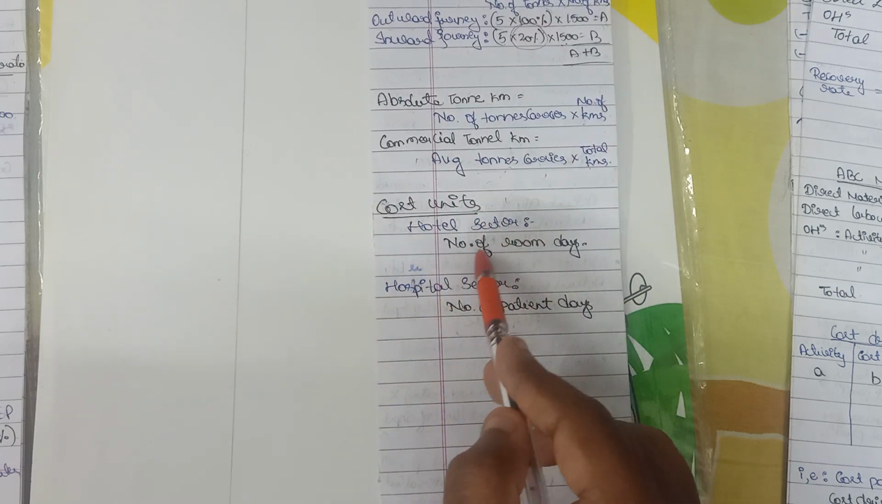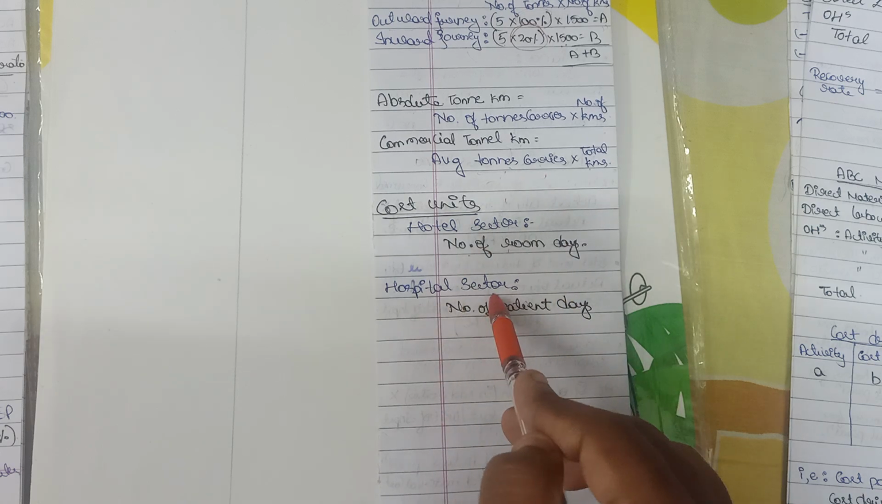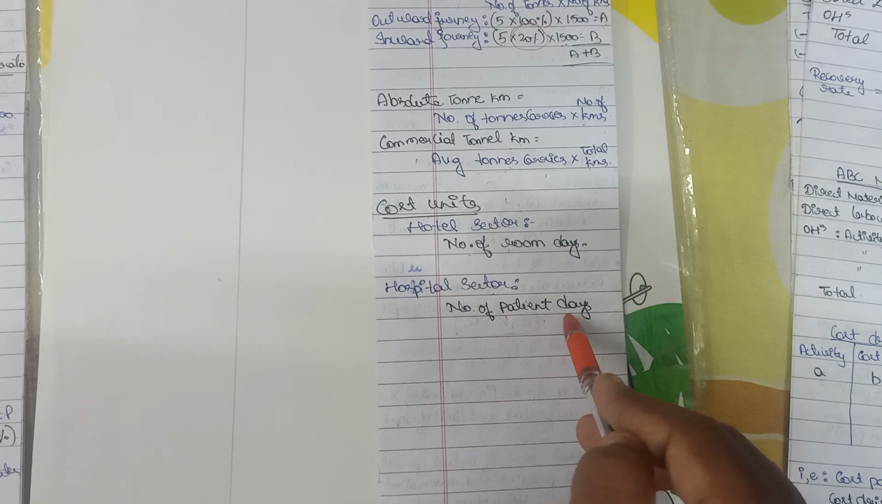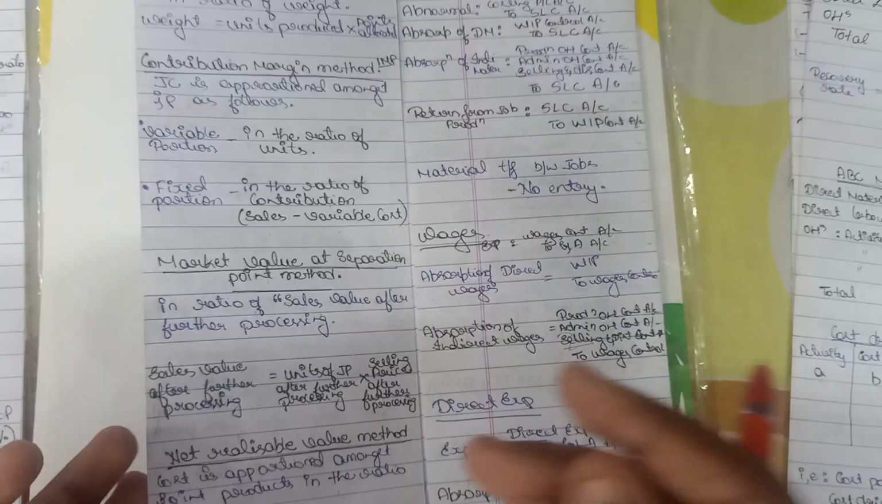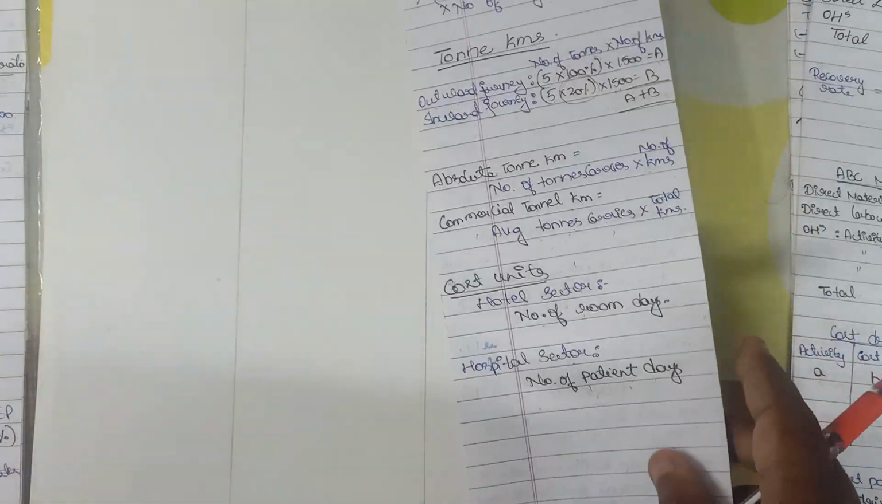Cost units: hotel sector, number of room days; hospital sector, number of patient days. These are common things that we can remember so easily. That is why I'm not going into depth.